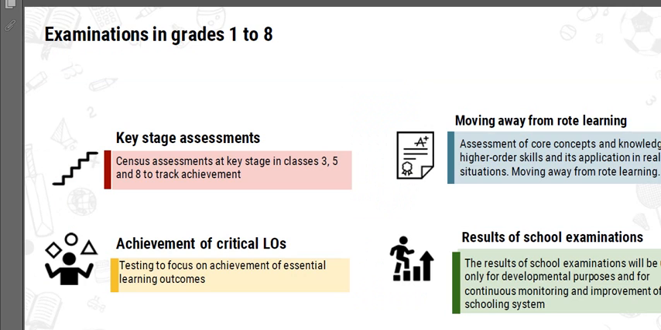Next is examinations in grades 1 to 8. Key stage assessments. Census assessments at key stages in classes 3, 5, and 8 to track achievement. Achievement of critical LOs. Testing to focus on achievement of essential learning outcomes. Moving away from rote learning. Assessment of core concepts and knowledge.